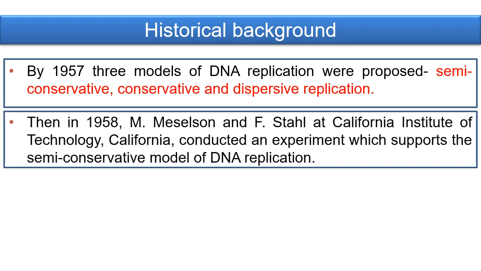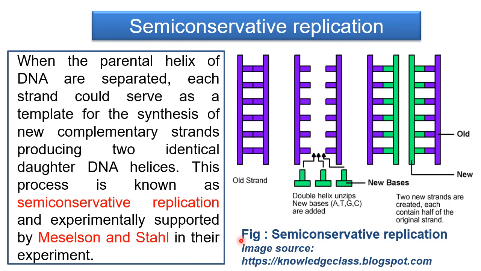Then in 1958, M. Meselson and F. Stahl at California Institute of Technology, California, conducted an experiment which proved the semi-conservative mode of DNA replication. So here comes the semi-conservative replication. As the DNA parental helix separates to initiate replication, each strand will serve as a template on which two daughter DNA molecules are synthesized, and each daughter DNA strand contains half of the original parental strand. So as the parental strand is half conserved, the DNA replication is called semi-conservative and is experimentally proved by Meselson and Stahl.